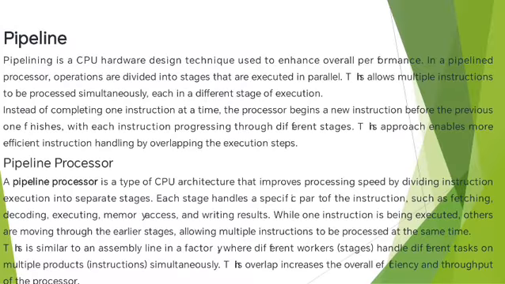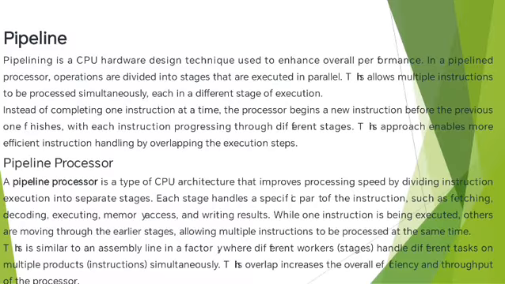Let's see about pipelining. Pipelining is a CPU hardware design technique used to enhance overall performance in a pipeline process. Operations are divided into stages that are executed in parallel. This allows multiple instructions to be processed simultaneously, each in a different stage of execution.